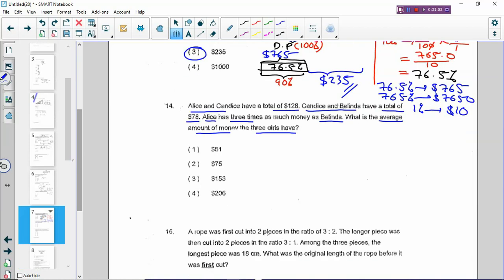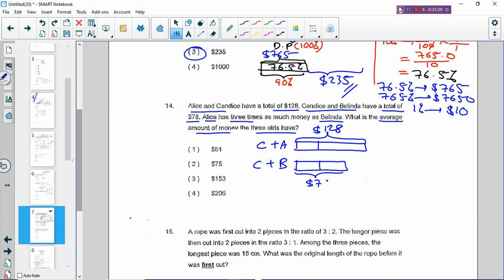So there's a repeated person here, which is Candice. So Candice and Alice have a total. So you draw a rectangle, and the total is 128. And cut the rectangle into 2 boxes. Candice is the first box, Alice is the second box. And then you have Candice and Belinda. So you always put the repeated person in front. And Candice and Belinda have a total of $78. So you put down $78 for the 2 of them. And then Alice has 3 times. So you can call 3 units for Alice, and Belinda has 1 unit.